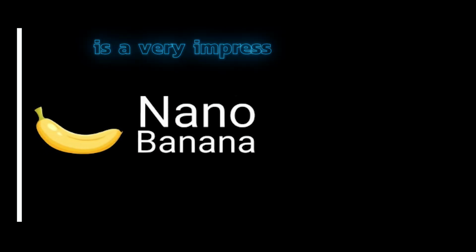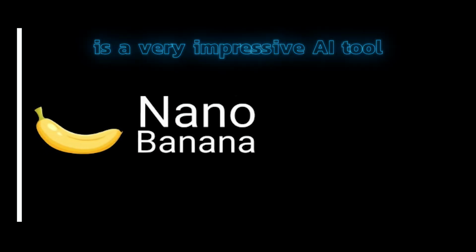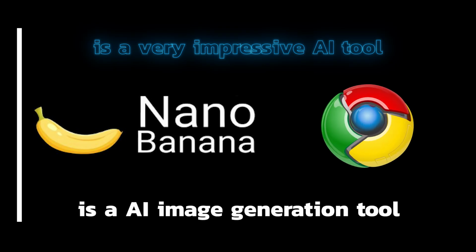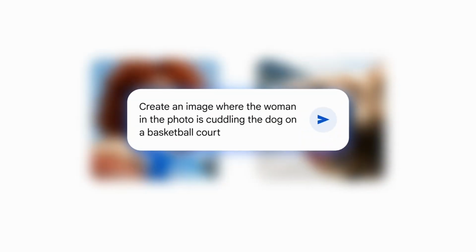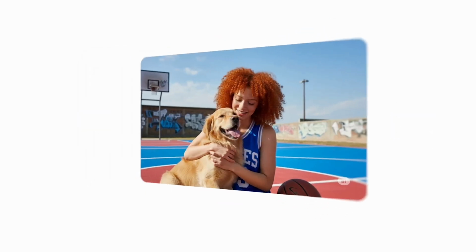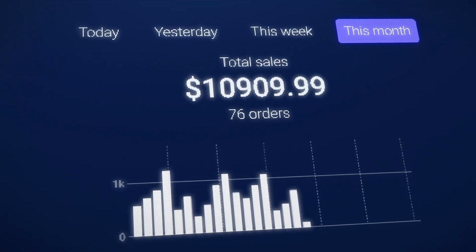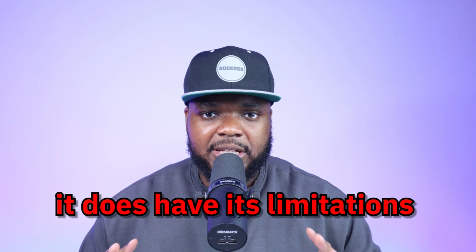So I'm sure that we can all agree that Nano Banana is a very impressive AI tool. And for those of you that have never heard of it, it's an image generation tool that Google has released where you're able to enter a prompt and it's going to give you an image back. And these different images can be used to help you make money online in a number of different ways. But I do have to be honest and say that it does have its limitations.